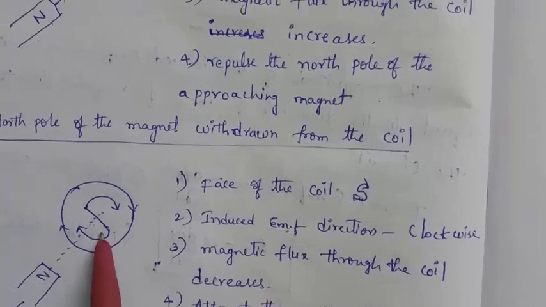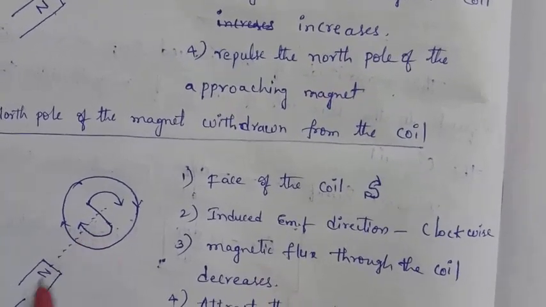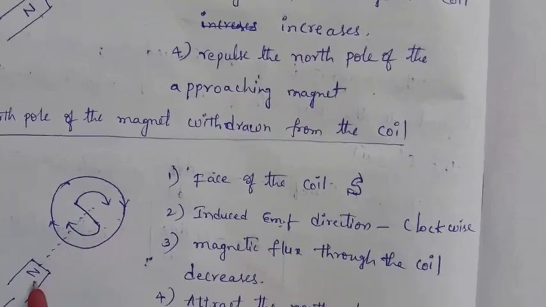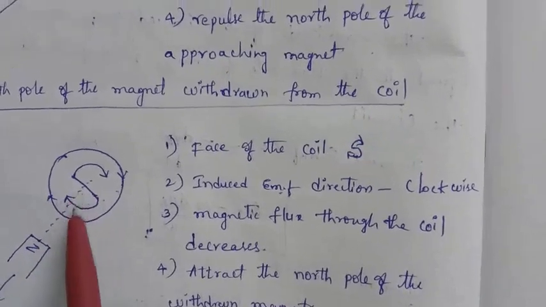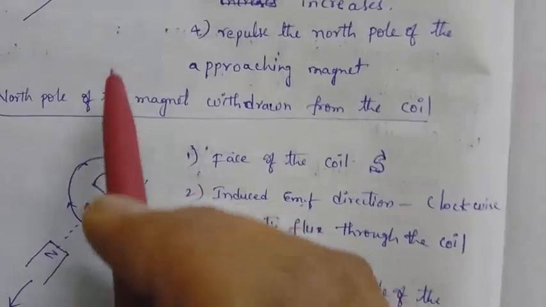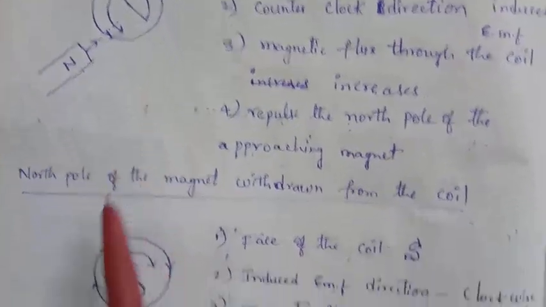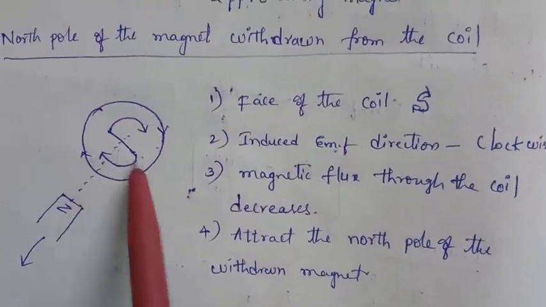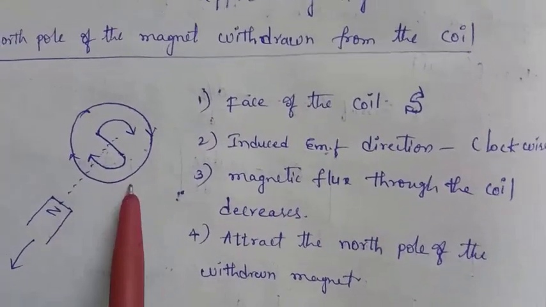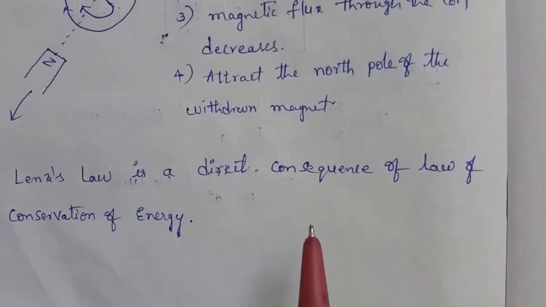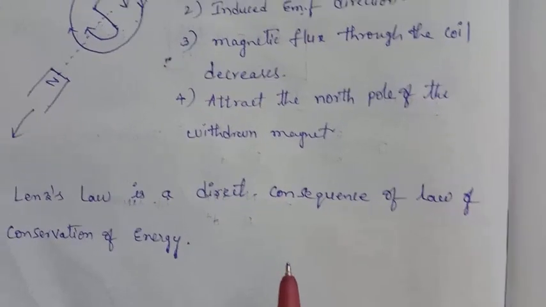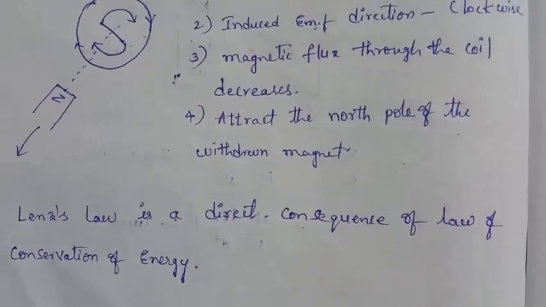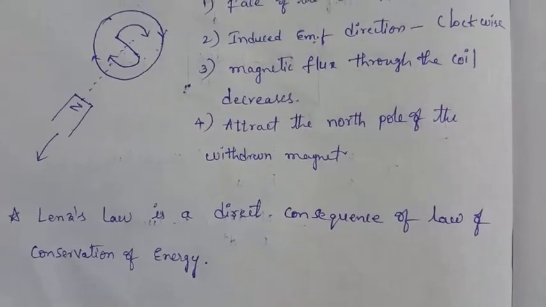So it is the north pole and the south pole. Which type of force is acting between these two? Attraction. So you are doing work against this attraction here. Previously you were doing work against repulsion; now you are doing work against attraction. That work will be converted into induced EMF. So Lenz's law is a direct consequence of the law of conservation of energy. So this is our first class.